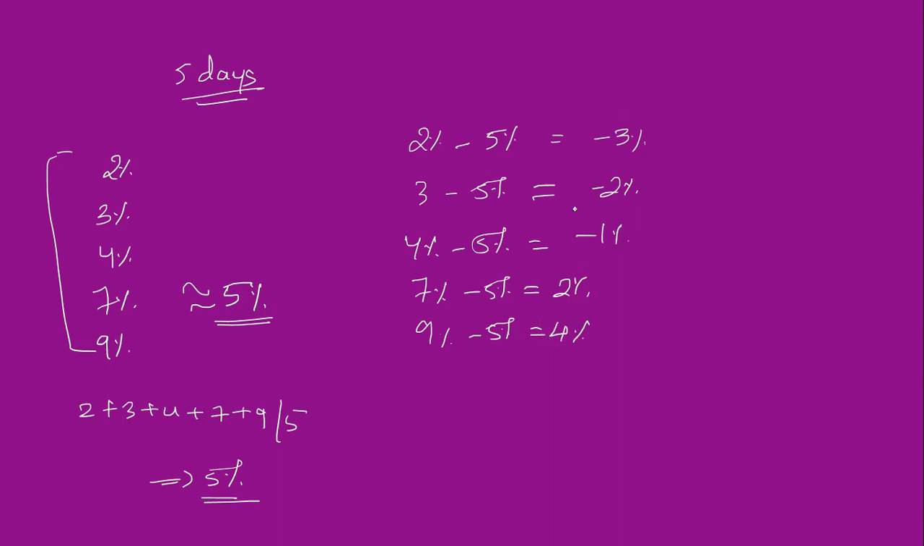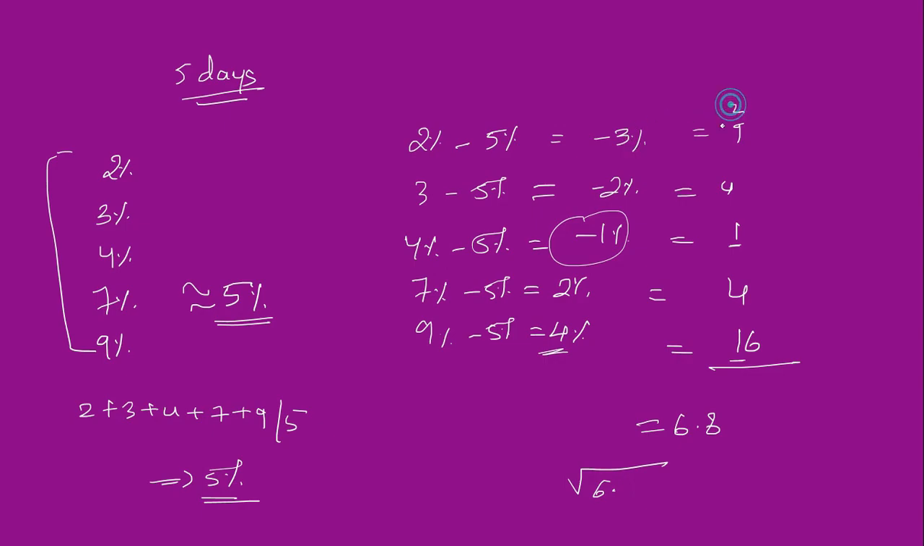Now the values are in negative and positive both. To remove the negatives we will square it. So the square of 3 would be 9, this would be 4, this would be 1, this would be 4, this would be 16. We square to also make sure that small numbers add smaller value and big differences will add bigger values. If I combine all of this and divide by 5 again, I will get an average of 6.8.